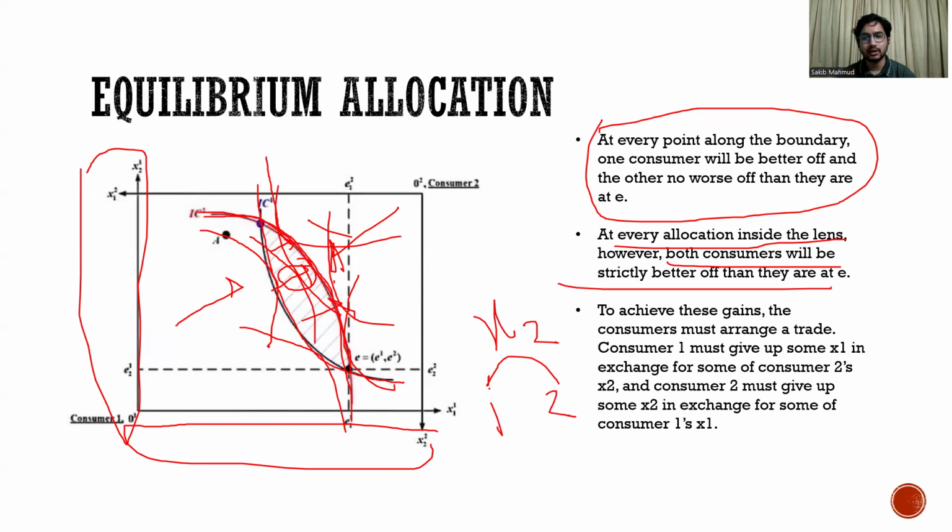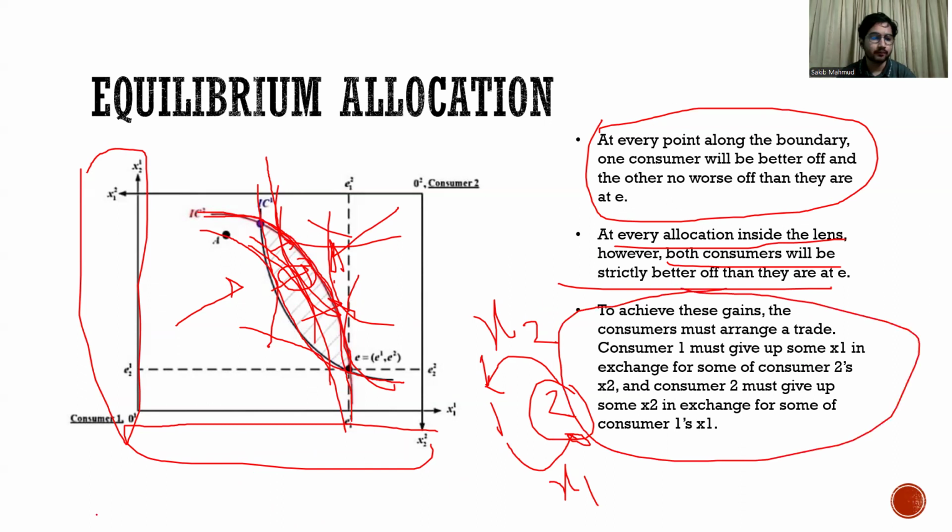And similarly, as person two has less of x1, if person one gives some x1 to person two in exchange for x2, then his utility will definitely shift. So that's why person two's curve is shifting towards the left and utility is increasing. This is the main point being made here.